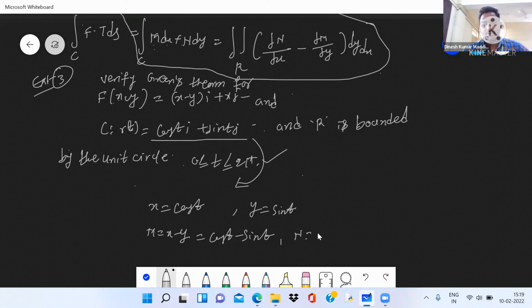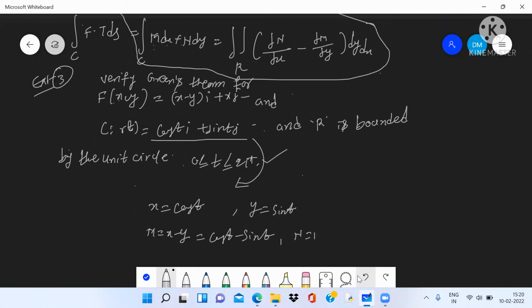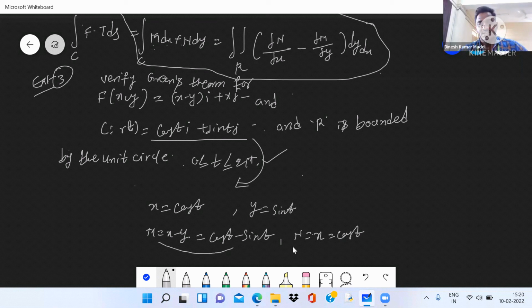Then N is equal to, can anyone say what is the N here? Yes, very good. Wait, I will write. N is equal to x. Then here x equals cos t, okay? Yes, sir. So we get M equal to cos t minus sin t, N equal to cos t. Next we have to get dx and dy, so that also I will solve. Wait.